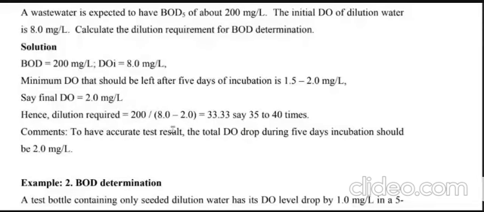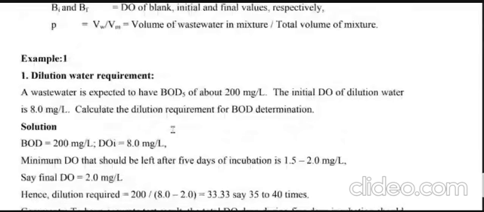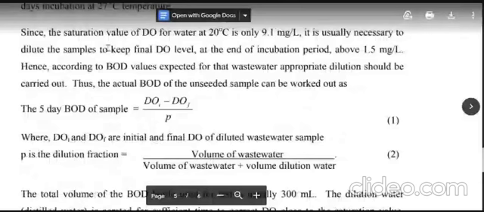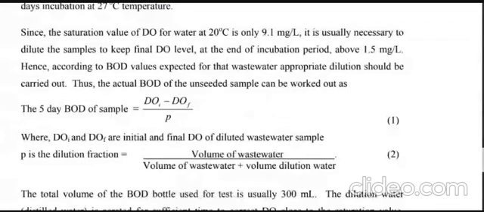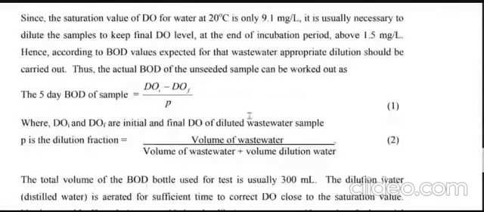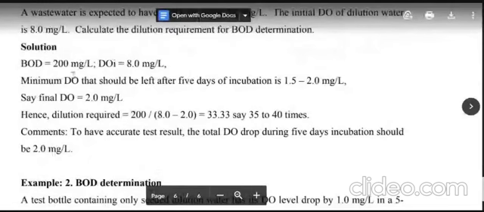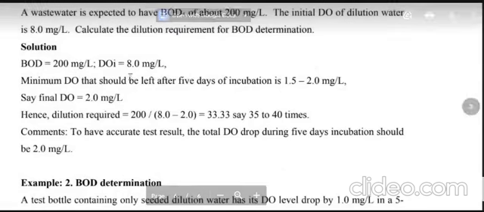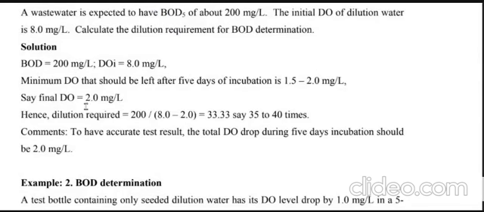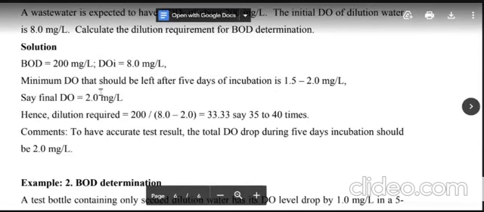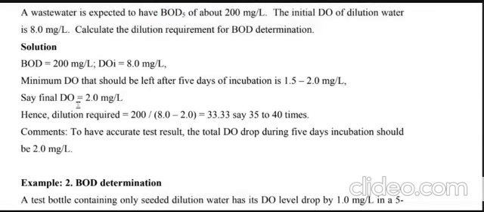Okay, so you just take this formula. First you just write down this part. Yes, you just note down this one. BOD is 200 milligram per liter, DOI is 8 milligram per liter. The minimum DO that should be left after 5 days of incubation is around 1.5 to 2 milligram per liter. So here we are taking 2 milligram, so DOF is 2 milligram. Just note down that.